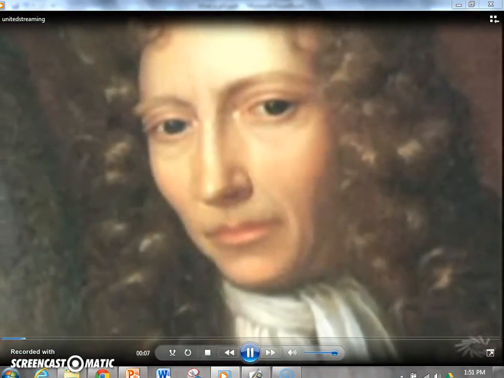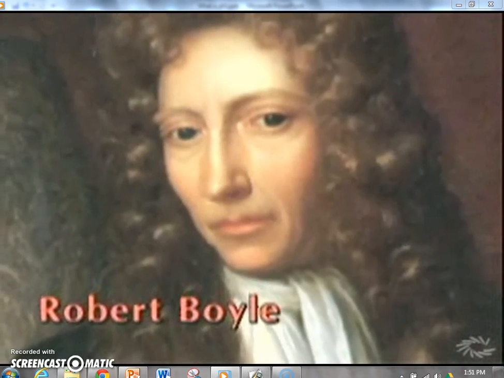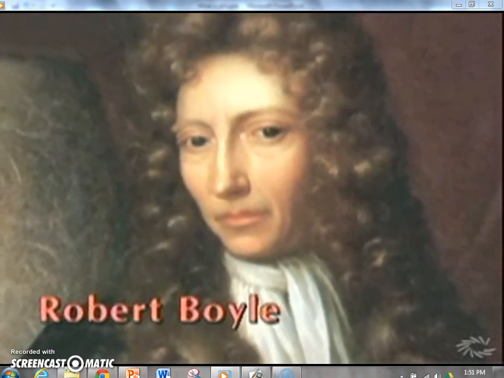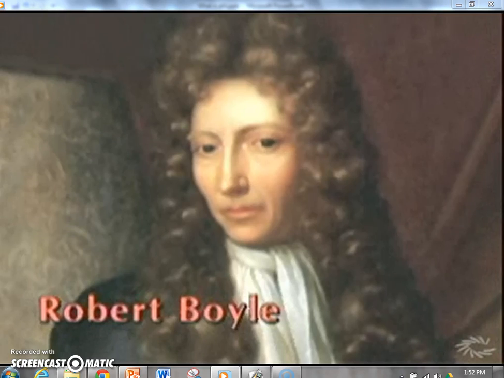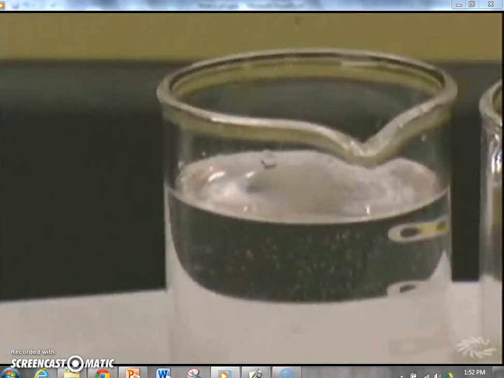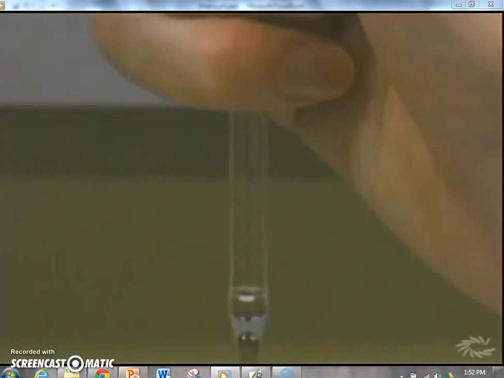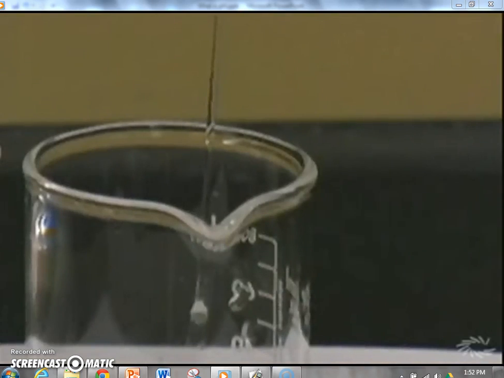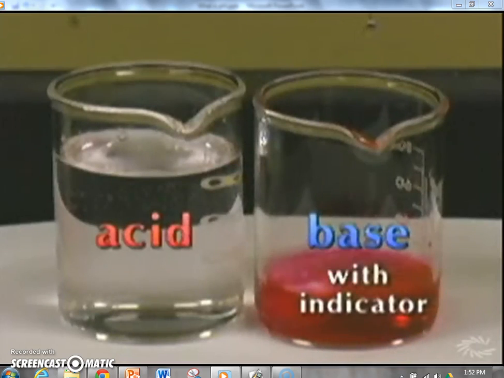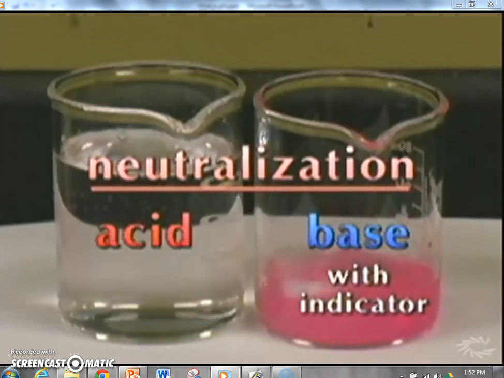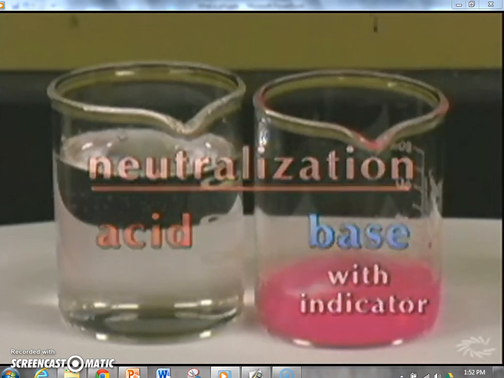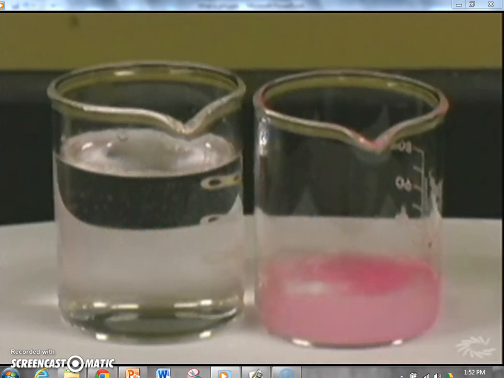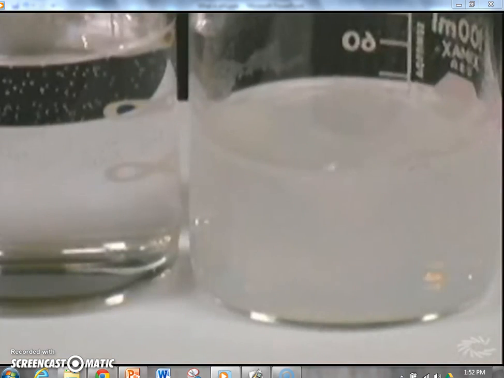The 17th century English chemist Robert Boyle was the first to study acids and bases in a systematic way. Boyle found that these two types of compounds counteract each other. Acids react with bases so that the properties of both are lost to form water and a salt. This process is called neutralization. Boyle's observations were an important advance, but he could not explain why these reactions were happening.